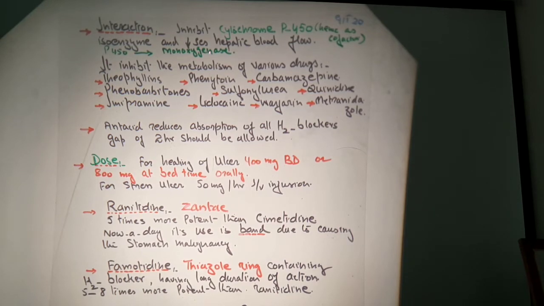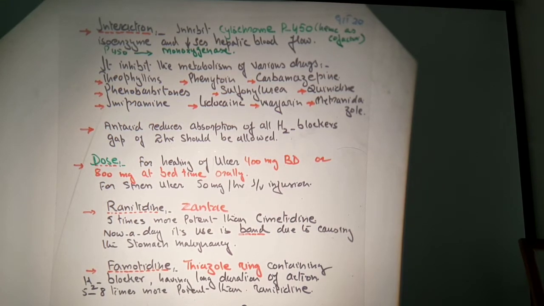P450 is a monooxygenase enzyme. Now it inhibits the metabolism of various drugs, that is theophylline, phenytoin, carbamazepine, phenobarbitone, sulfonylurea, quinidine, imipramine, lidocaine, and warfarin. These are the drugs whose metabolism can be inhibited by the P450 inhibitor.